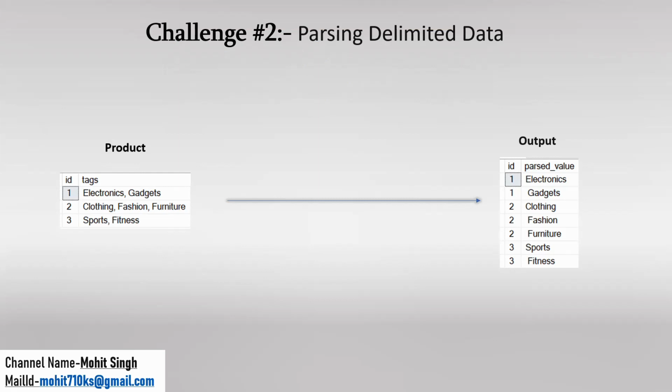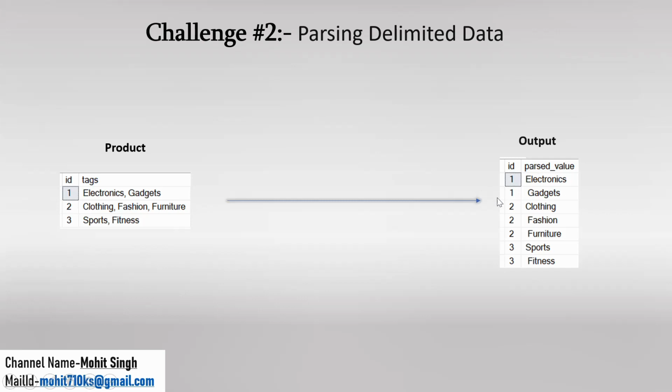If you observe here, we are given a table called product, and this is how the input data looks like. In this table we have two columns, ID and tax, and each value in tax is separated by commas. For ID 1, we have some comma separated values. Similarly for ID 2 and 3. And if you observe the output, it has two columns. First is ID, second is parsed value.